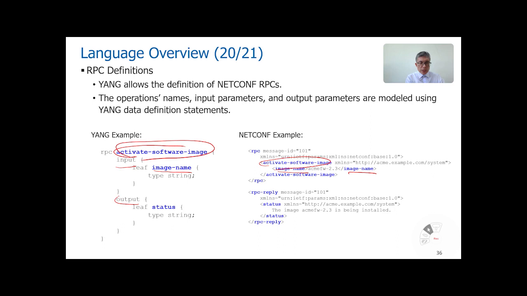So the output is the RPC reply. Okay, so in that case, the status variable is used for the output parameter. Okay.